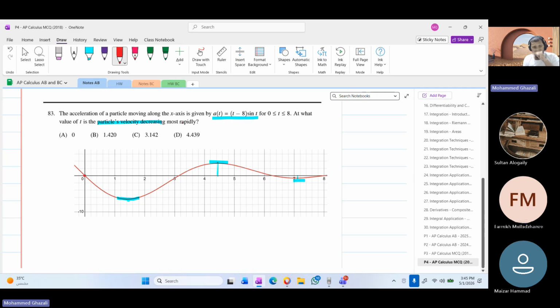So decreasing most rapidly will be right here. What's the point? It's around between 1 and 2. 1.4. It's 1.42. So B. And there is another answer here, 4.4. See?